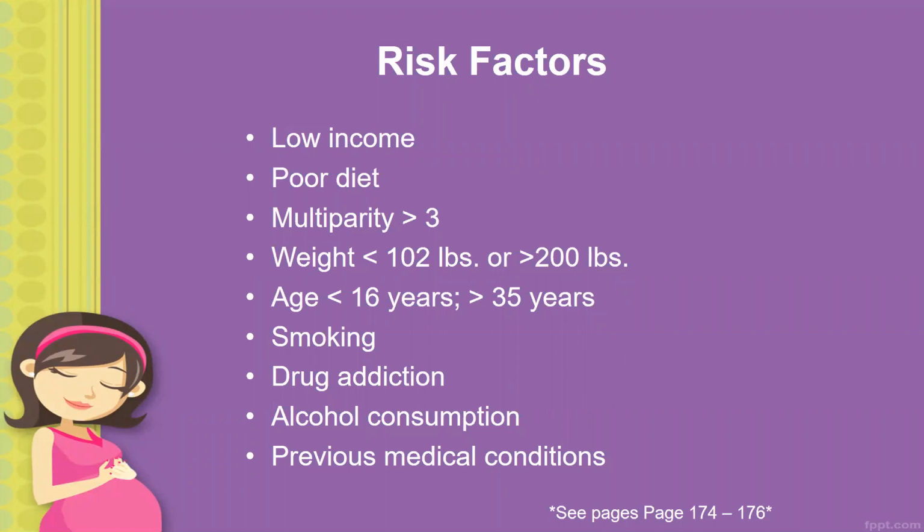With Rh and blood group sensitization, it's important to know mom and dad's blood types and Rh factors. For the fetus or neonate, the implications, the risks are erythroblastosis fetalis, hydrops fetalis, neonatal anemia, kernicterus, and hypoglycemia.